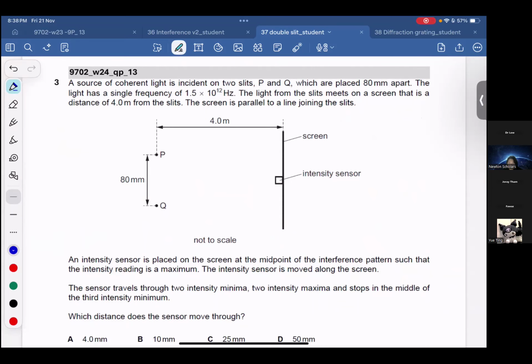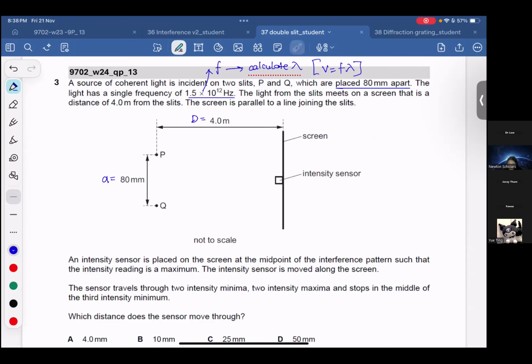A source of coherent light is incident on the two slits P and Q that are placed 80 mm apart. So this is A. The light has a single frequency, that gives you the frequency. So again, from frequency, we can calculate wavelength by using the formula v equals f lambda. The light from the slits meets on the screen that is 4 meters away from the slits. This is D. The screen is parallel.